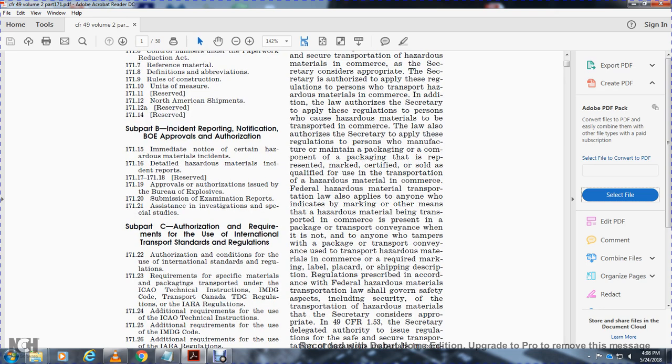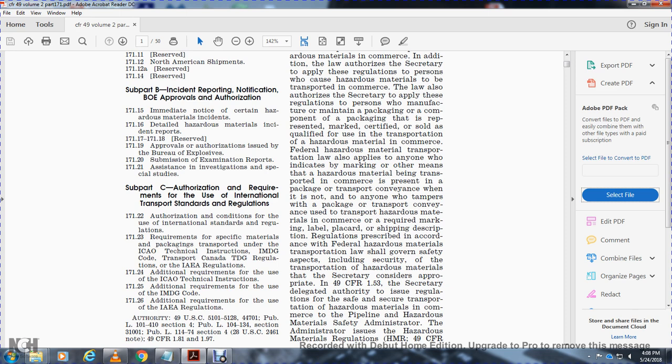Subpart B: 171.15, Immediate Notice of Certain Hazardous Materials Incidents; 171.16, Detailed Hazardous Materials Incident Reports; 171.17 through 171.18, Reserved; 171.19, Approval of the Authorization of the Office of the Bureau of Explosives; 171.20, Submission of Examination Reports; 171.21, Assistance, Investigation, and Special Studies.